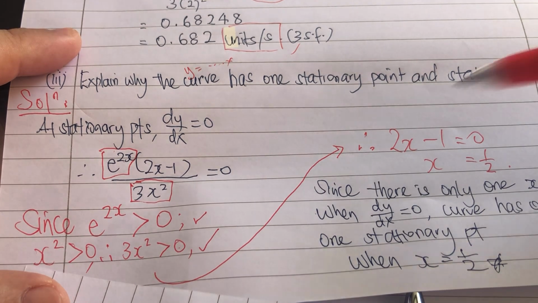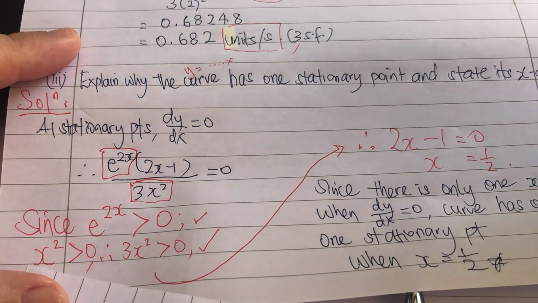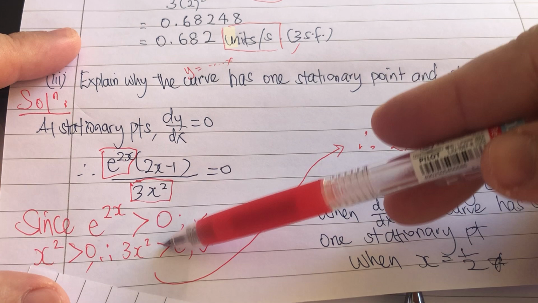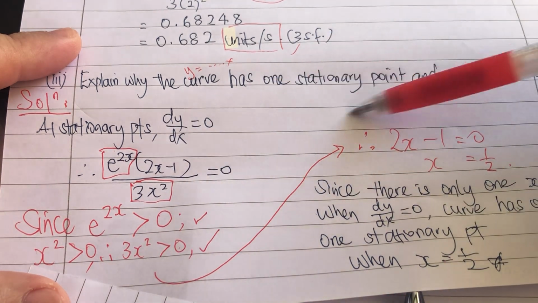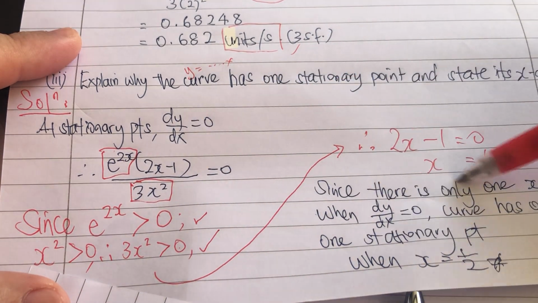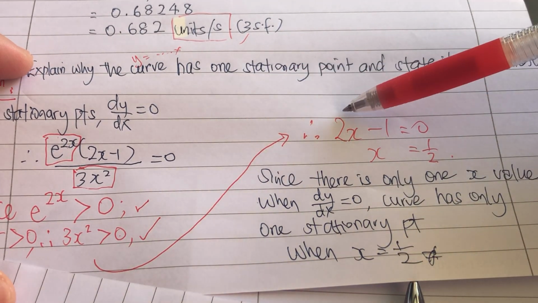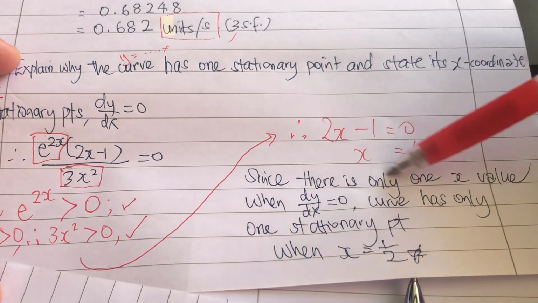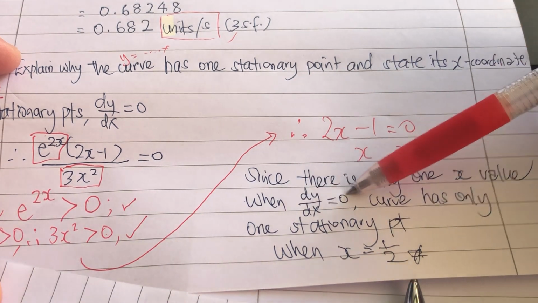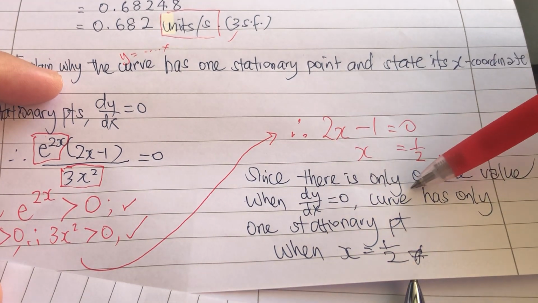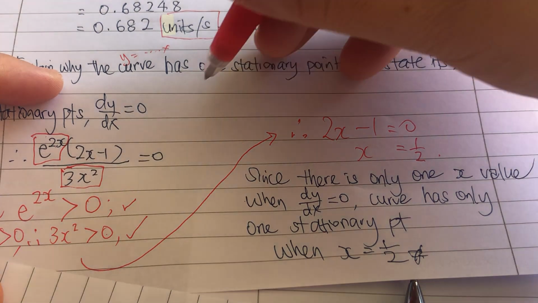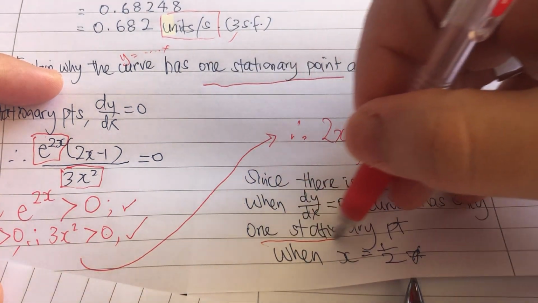Okay? So you see, when they ask you to explain, it's no big deal. You do as if you are trying to find this so-called stationary point, right? But of course, along the way, you say some English things. You tell them, you explain, because explain means right in English, right? So you just say, oh, since there's only one x value when dy dx equals 0, the curve has only one stationary point.